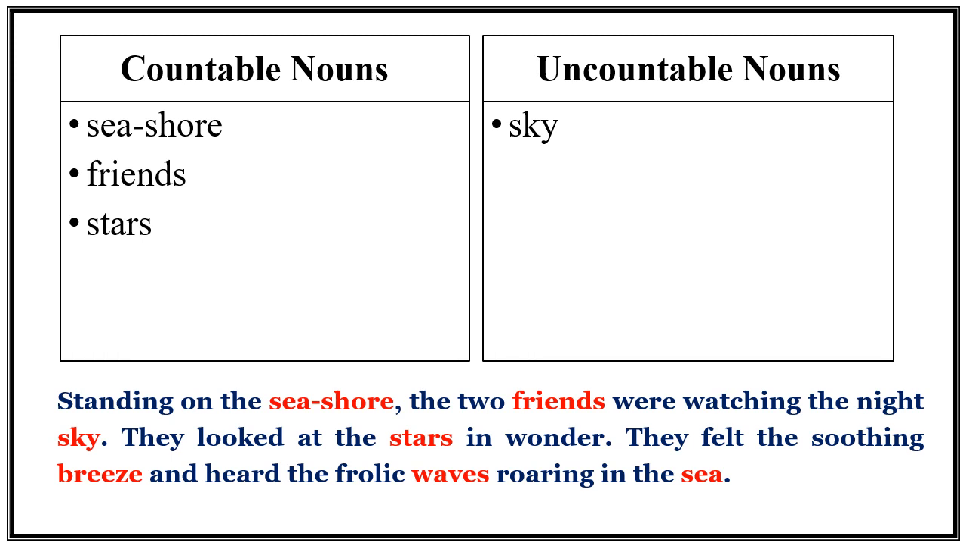They felt the soothing breeze and heard the frolic waves roaring in the sea. Here, the noun breeze is an uncountable noun. We can't count breeze. It's an abstract noun. We can only feel breeze. And remember one thing. Only common nouns are countable nouns. As breeze is an abstract noun, it is an uncountable noun. Waves and sea are countable nouns because we can count them.